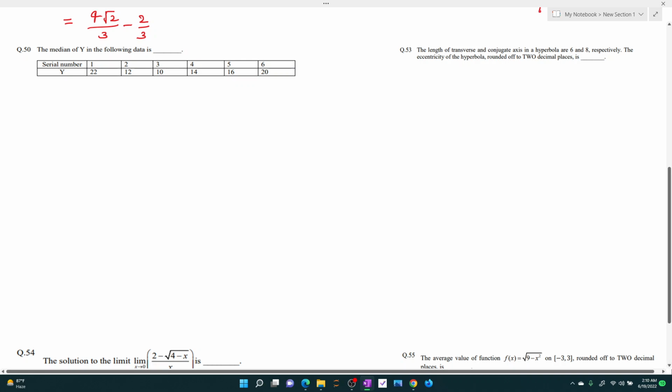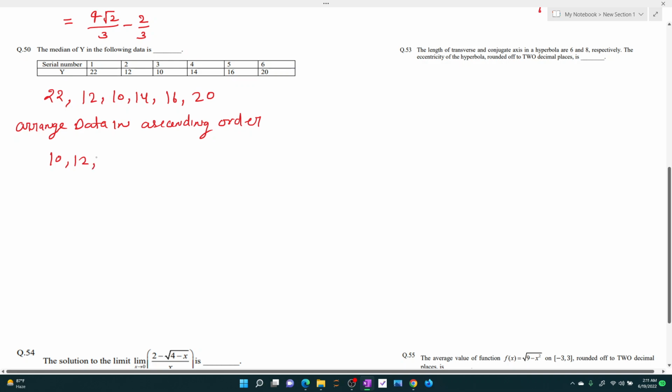Now we have question numbers 50 and 53. Question number 50 says, what is the median of y in the following data? Here y is a sequence of numbers: 22, 12, 10, 14, 16 and 20. Before finding the median, we need to arrange the data in ascending or descending order. Arranging in ascending order, the lowest value is 10, the second lowest is 12, then 14, then 16, then 20, and then 22.